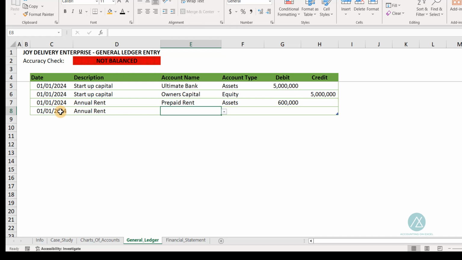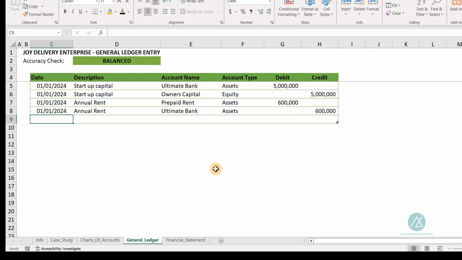Now, what is the second entry? I paid that money. Money left the bank, right? So you have to select the bank. There's a reduction in the money in the bank, because we have paid for our rent. So you select Ultimate Bank and you credit it. Mind you, for assets, if you want to increase it, you debit. But now, because money is reducing in our bank account, we'll put credit. So you put the equivalent amount. Mind you, immediately it balances. So that is the entry for this transaction for payment of annual rent.